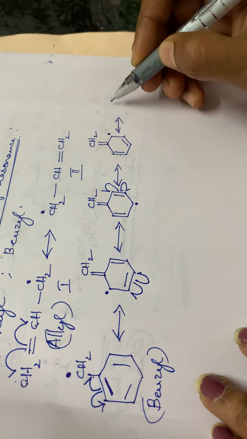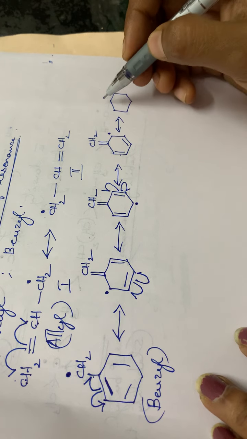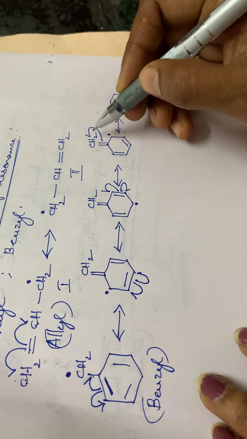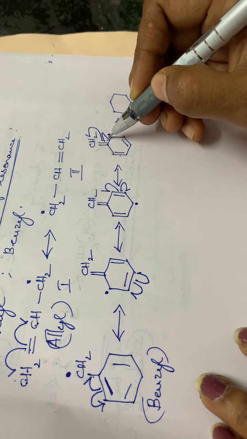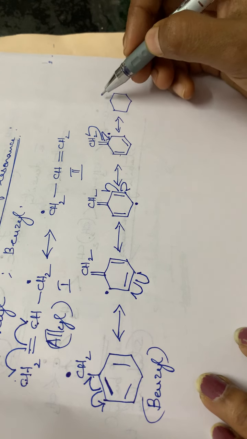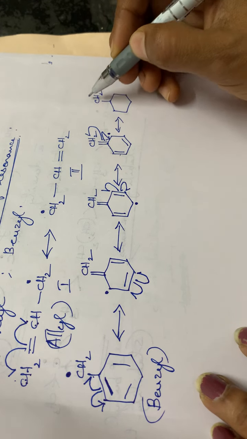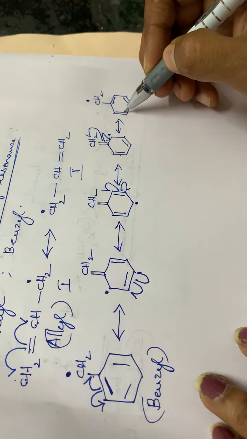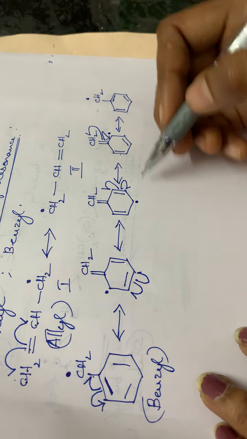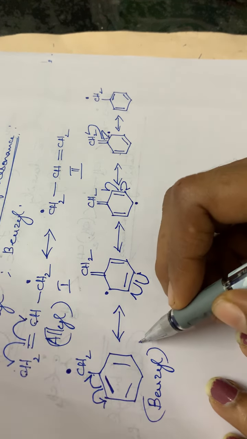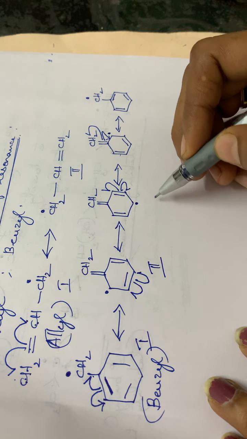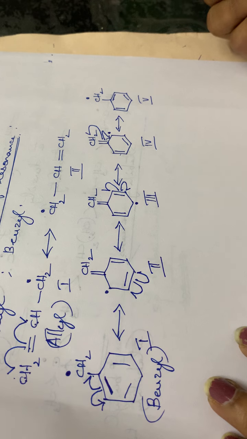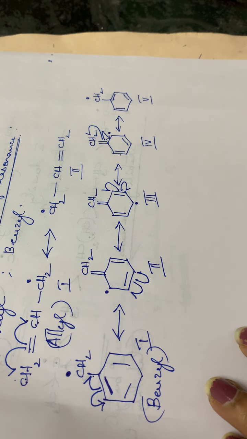Then the next structure, what happens? This double bond breaks and one electron will be moving to this carbon and the other one will be moving to this carbon atom, this position, so that it becomes CH2 dot, then here it becomes a double bond, then here already two double bonds are there. Okay, so these are the different resonating structures. One, the second structure, then the third one, then the fourth one, and then the fifth one. Okay, so these are the 5 different resonating structures.